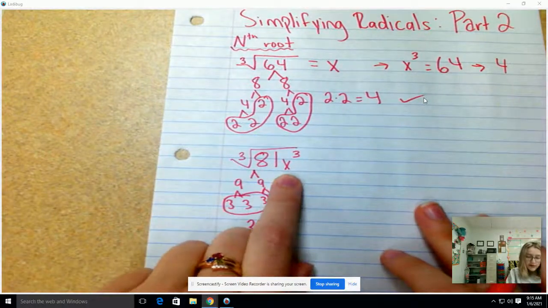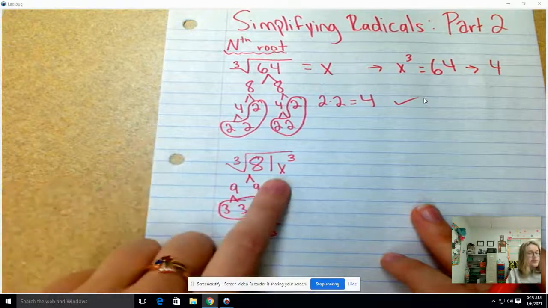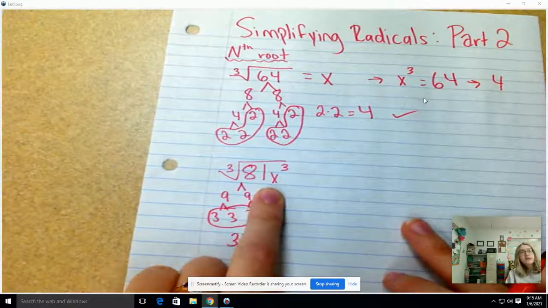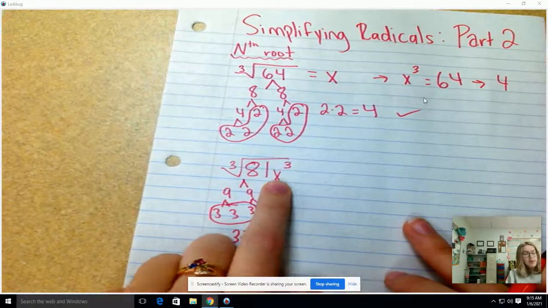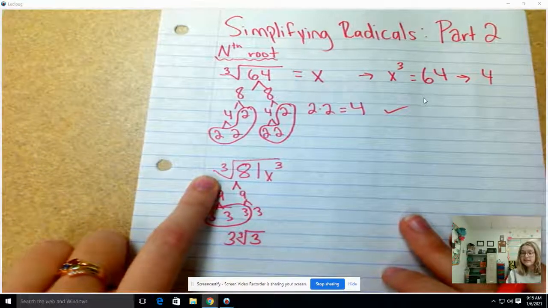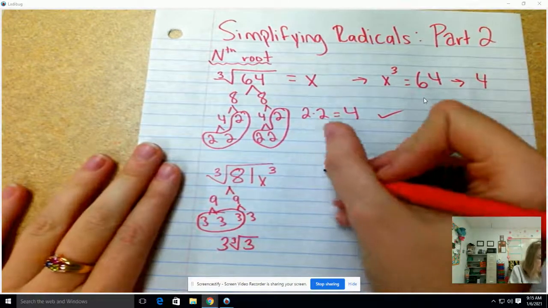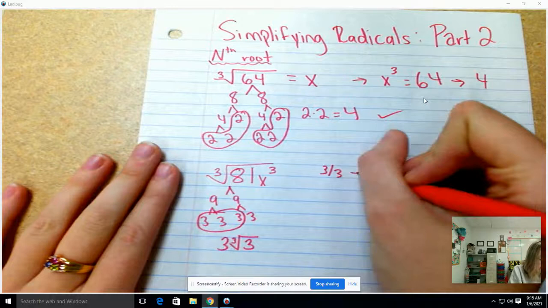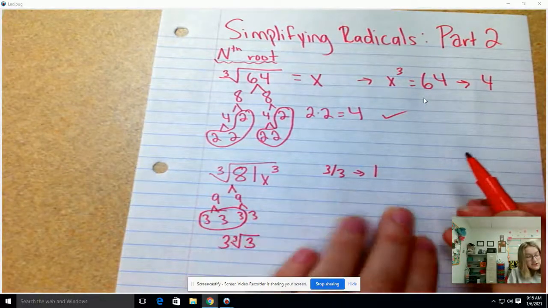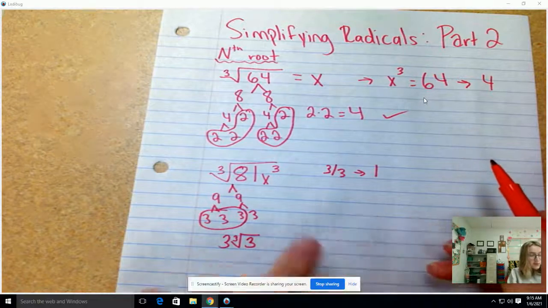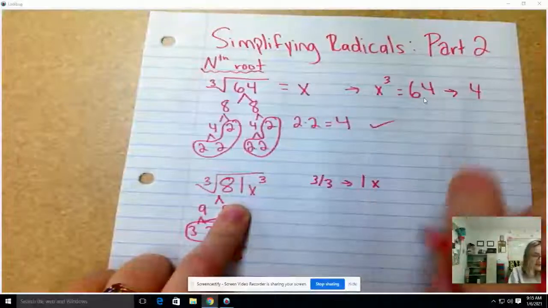And then we have to worry about our x cubed. There are a couple of different ways you can think about it. The first thing you're going to want to check is: is the exponent of my variable divisible by my index? Is 3 divisible by 3? Yes. 3 divided by 3 is going to give me 1. Essentially, what that means is when you take the cubed root of x cubed, you're going to be left with 1x.